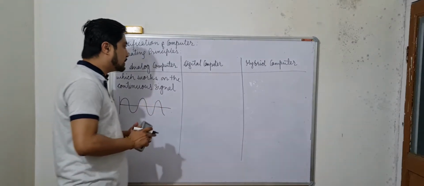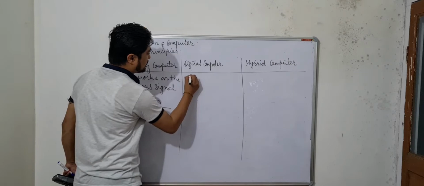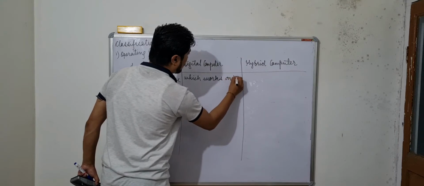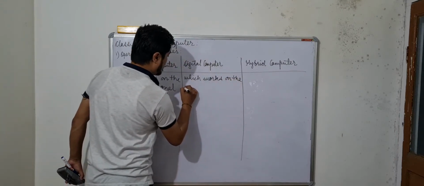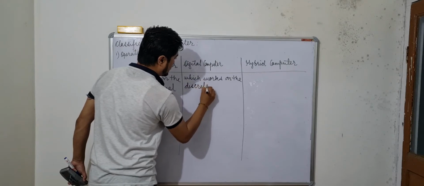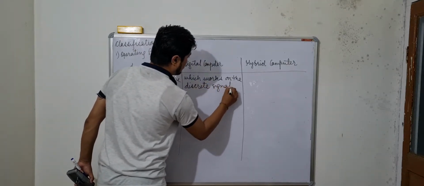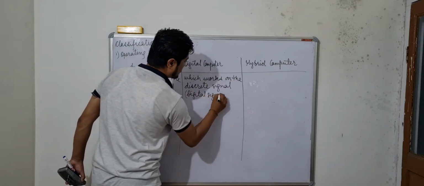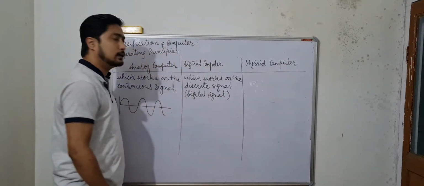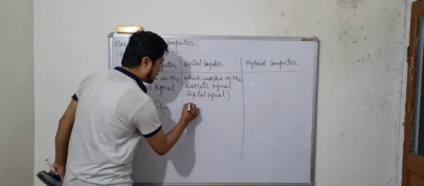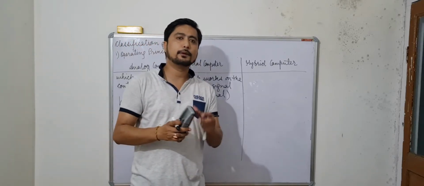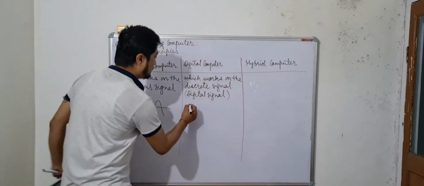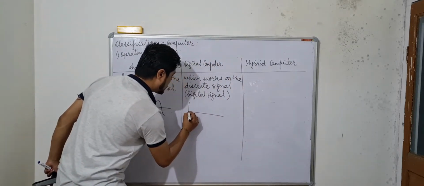And the next one is digital computer. The computer which works on the discrete signal, or it is known as digital signal, is known as a digital computer. Digital computer uses the digital signal which is in the form of zeros and ones.